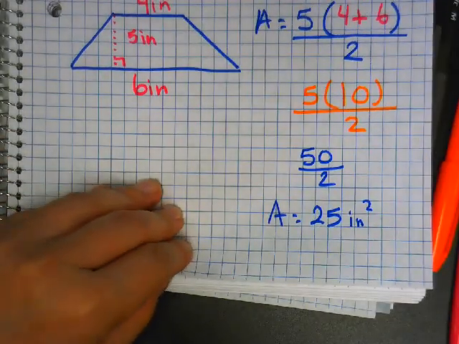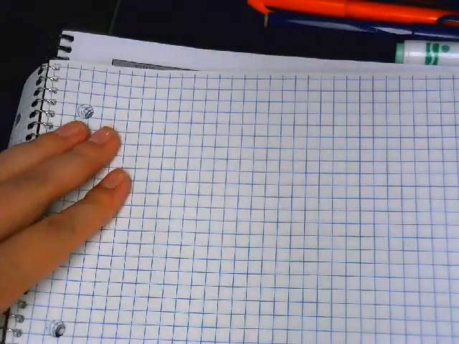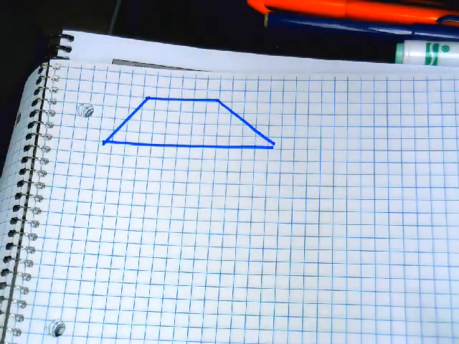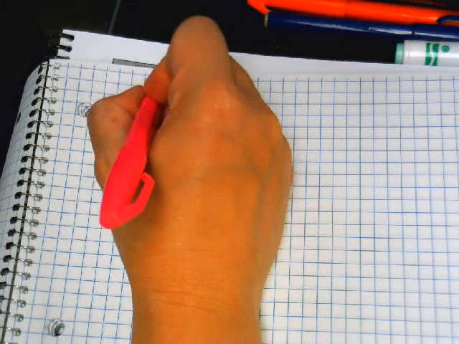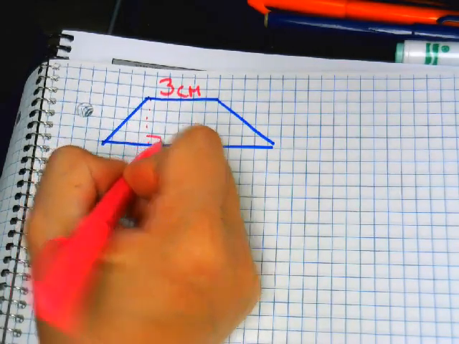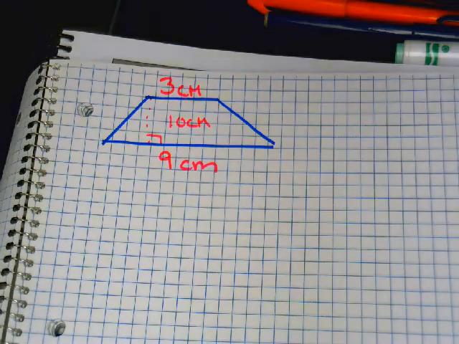Got all that down? All right. Let's do another trapezoid. Another trapezoid, and we're going to do 3 centimeters, 9 centimeters, and 10 centimeters. Maybe 10 seconds after you finish, 10 seconds after I do.